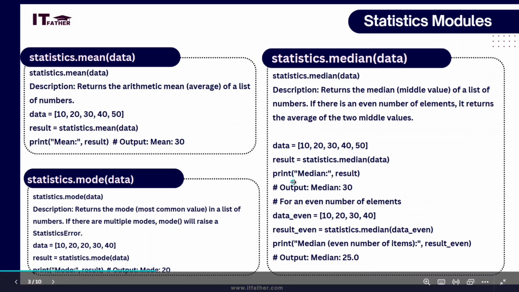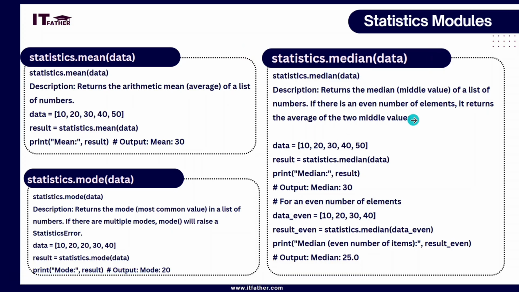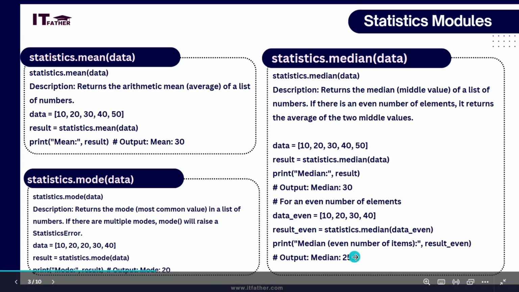here, is median. The second function is median, which returns the median, meaning the middle value of the list of numbers. If there is an even number of elements, then it returns the average of the two middle values. Please try to understand. Suppose we have 5 numbers in a list, then the middle value will be 30, which is the third one. But if we have 4 values in the list, then the middle 2 values, 20 and 30, will be added, and the average of 20 and 30 will be displayed. So 20 and 30 will be 50, 50 by 2 will be 25. 25 is the answer. So this is the use of median.